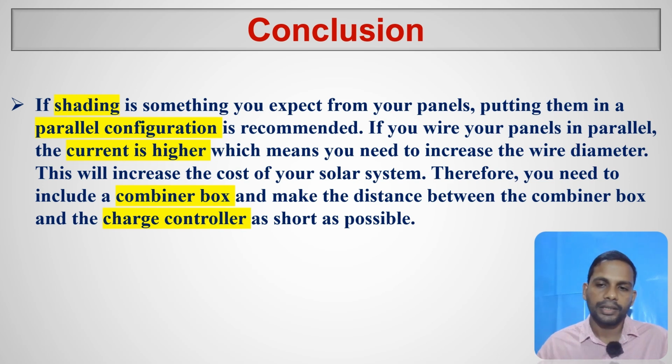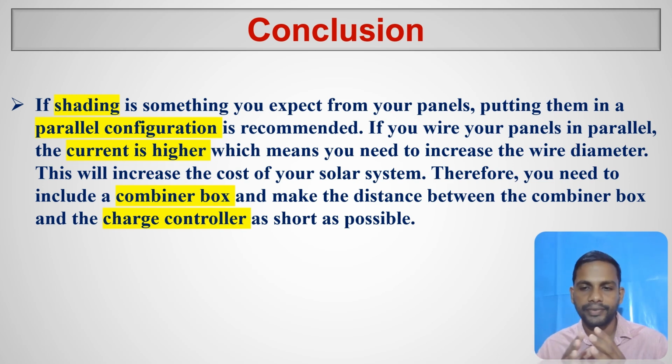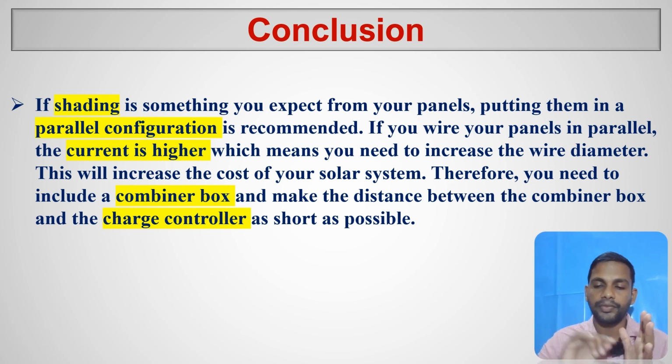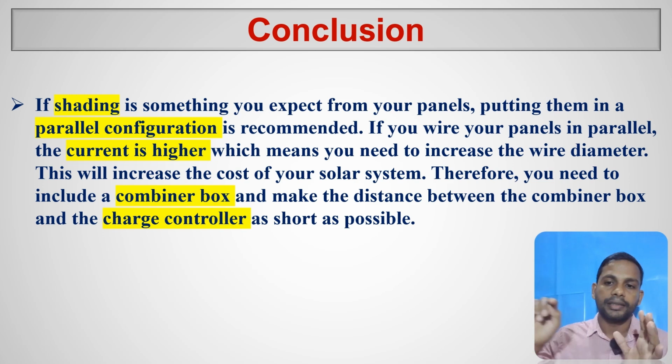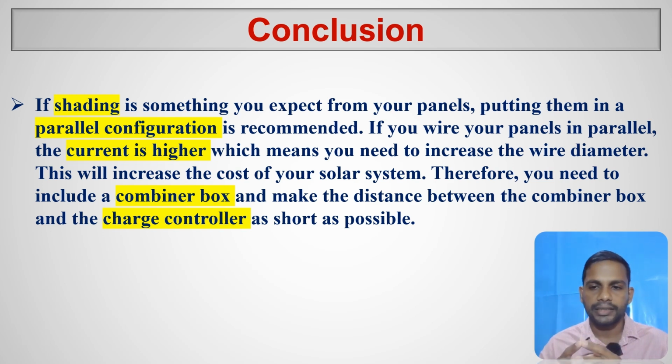The second scenario is shading of entire panels. In that case, if you go for a series connection between modules, let's say you have 5 modules. If you connect all the modules in series, then if one module gets shaded, the entire output will be impacted. But if you have a parallel connection, if one module is shaded, the other modules will work.